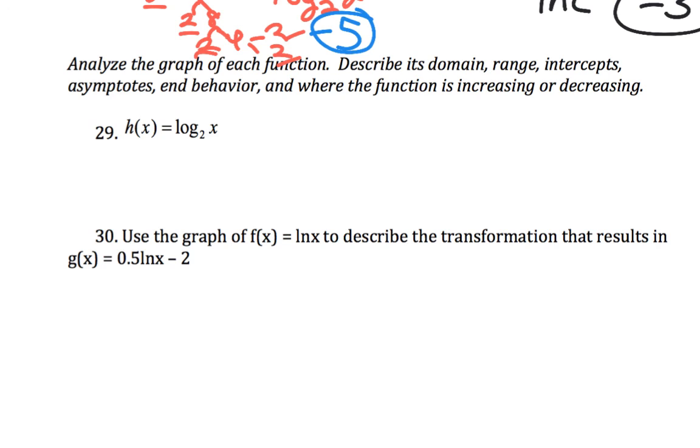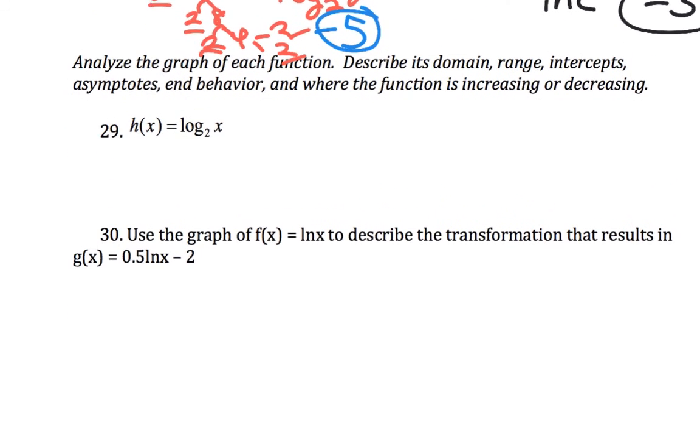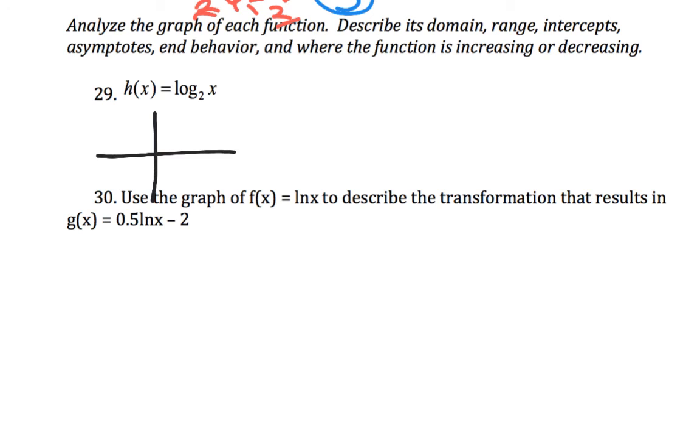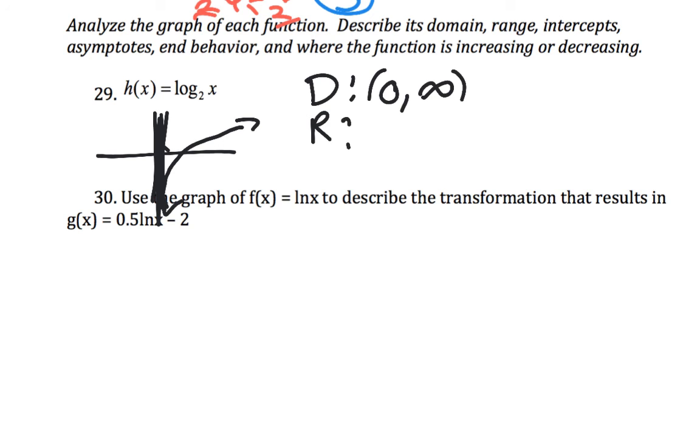29. Analyze the graph of each function. Describe the domain, the range, the intercepts, asymptotes, and behaviors, and whether the function is increasing or decreasing. So I'm going to graph it. And when I graph it, don't cross any asymptotes. Got it? All right, so the domain. There's an asymptote right here. So it's from 0 up to positive infinity. Your range, well, it went down forever and it's going to go up forever. So negative infinity to positive infinity. Remember, that better be a positive infinity on the right side. And if you write an infinity on the left side, it better be a negative infinity.